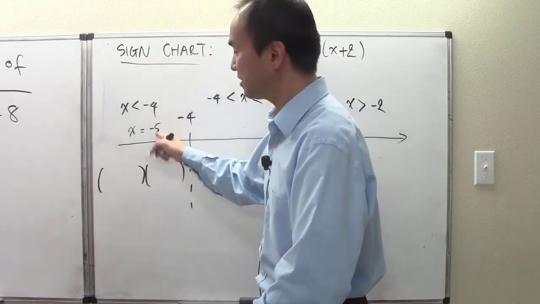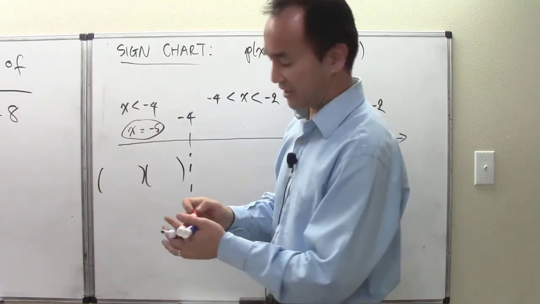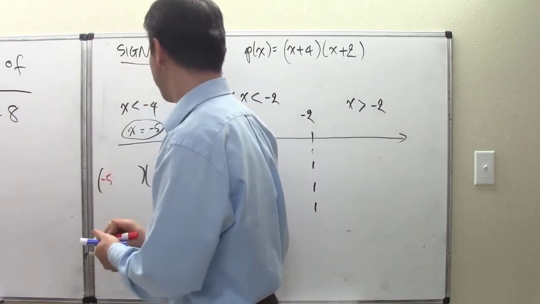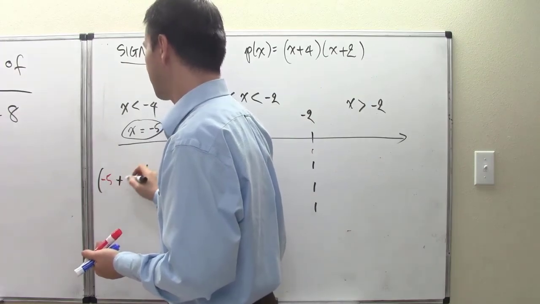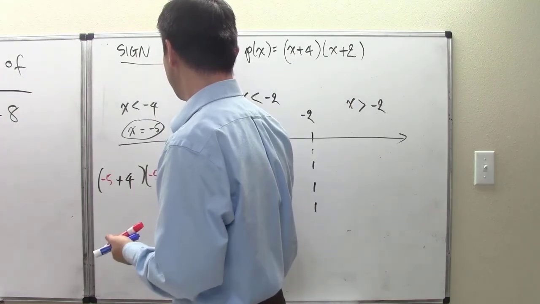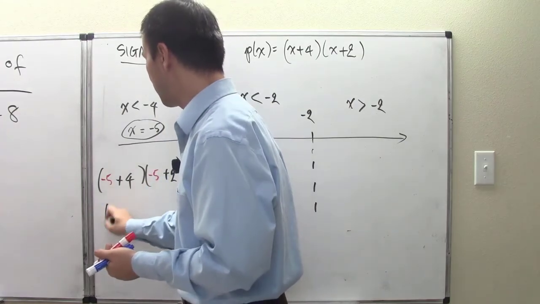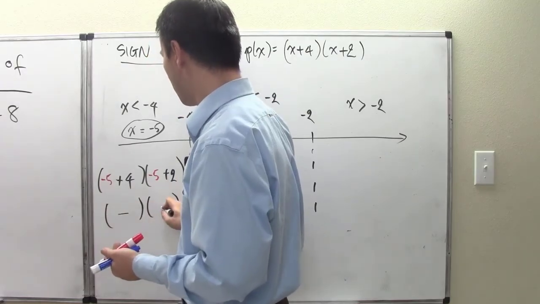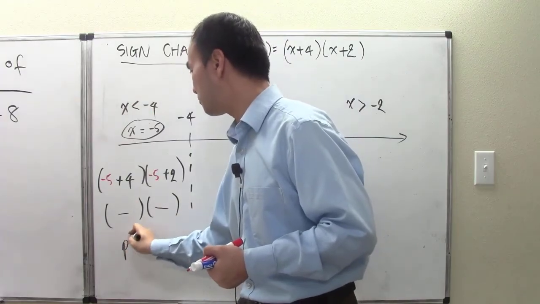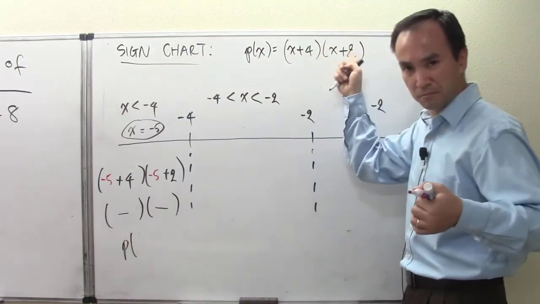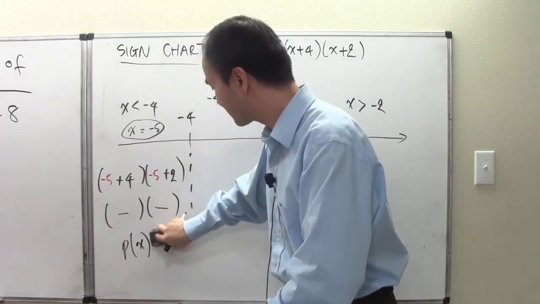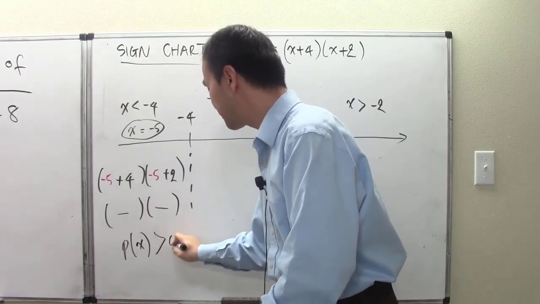Now I'm going to substitute the x value of my choice into the factor product. So -5 plus 4 times -5 plus 2. This first factor gives me a negative factor. This next factor also gives me a negative factor. So in this interval, my entire polynomial, x plus 4 in product with x plus 2, has to be positive.